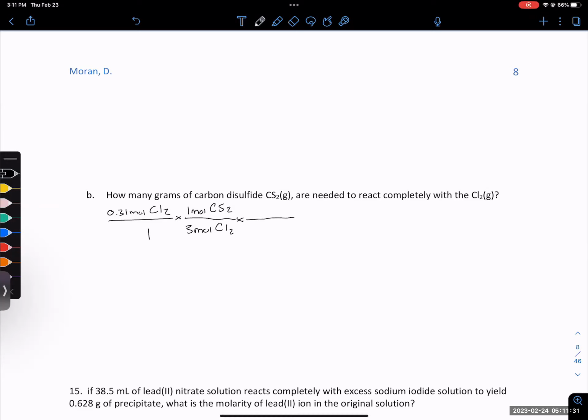And the molar mass of 1 mole of CS2 is 76.131 grams, which is going to give you an answer of about 7.8 or 7.9 after rounding. So 7.9 grams.